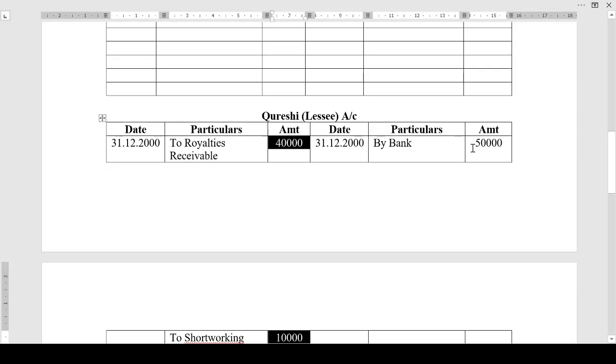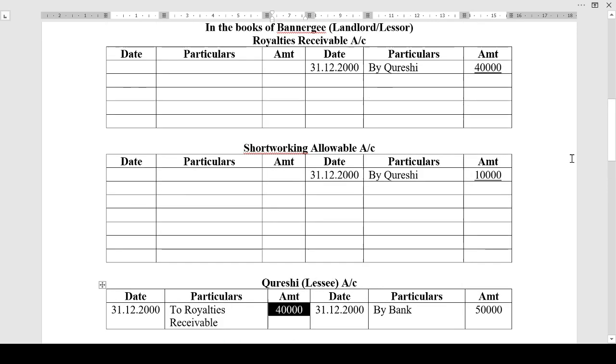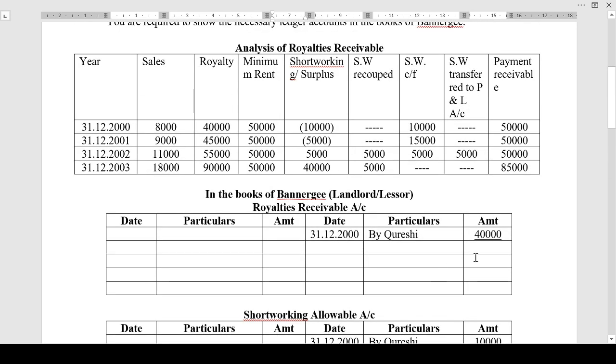Okay. And the last thing is transfer it to the P&L account. Here we'll use the trading account or the P&L account. We are talking about sales here. So we are going to use the P&L account. Yesterday we used the trading account because we were talking about production and output. Okay, so we are going to talk about sales here.